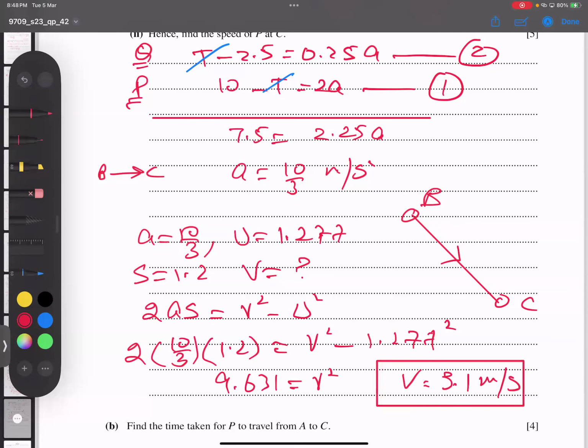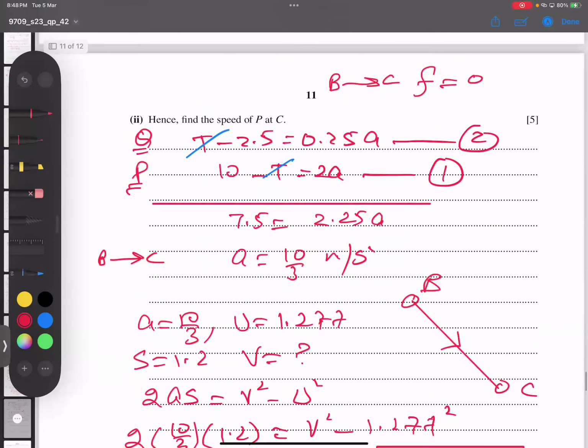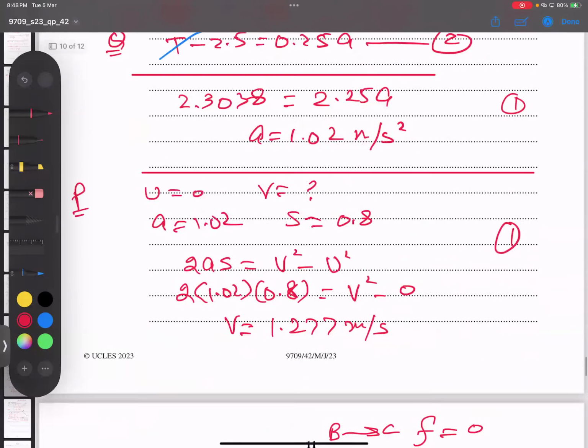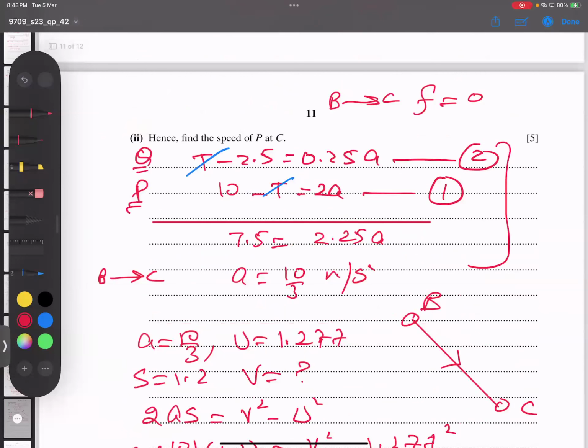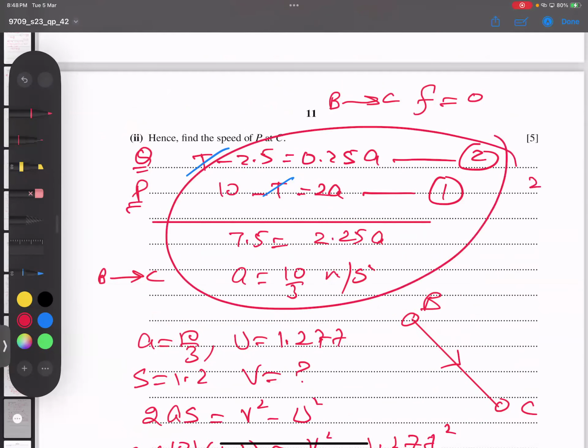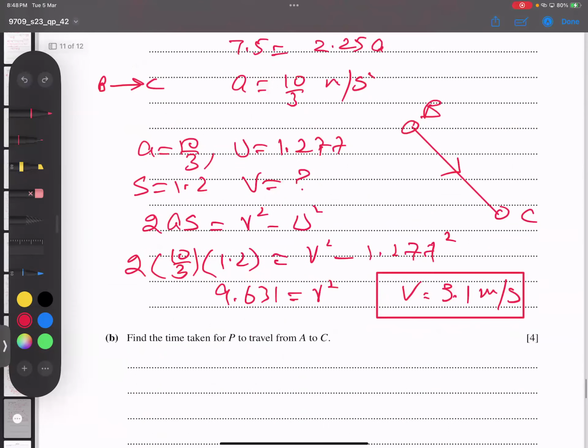So I believe you got the idea. How to do the mark division? Out of 5, 1 mark is already here, and for the whole working of these two parts, 2 marks from here. So 3 marks, and 2 marks for this concept. So 5 marks total.